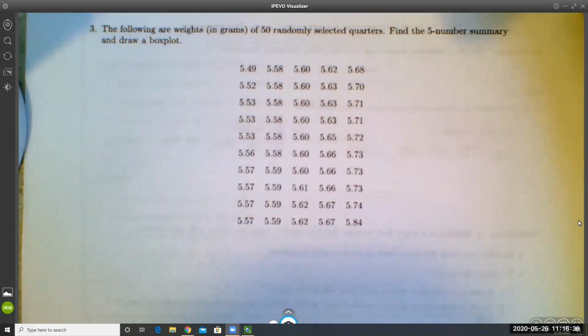so we need to find the minimum and max. The 5-number summary consists of the minimum, the maximum, and then the 3 quartiles. But the minimum and maximum are easy, right? That's these 2 numbers right here. So that's not hard. What's a little more challenging is finding the quartiles.